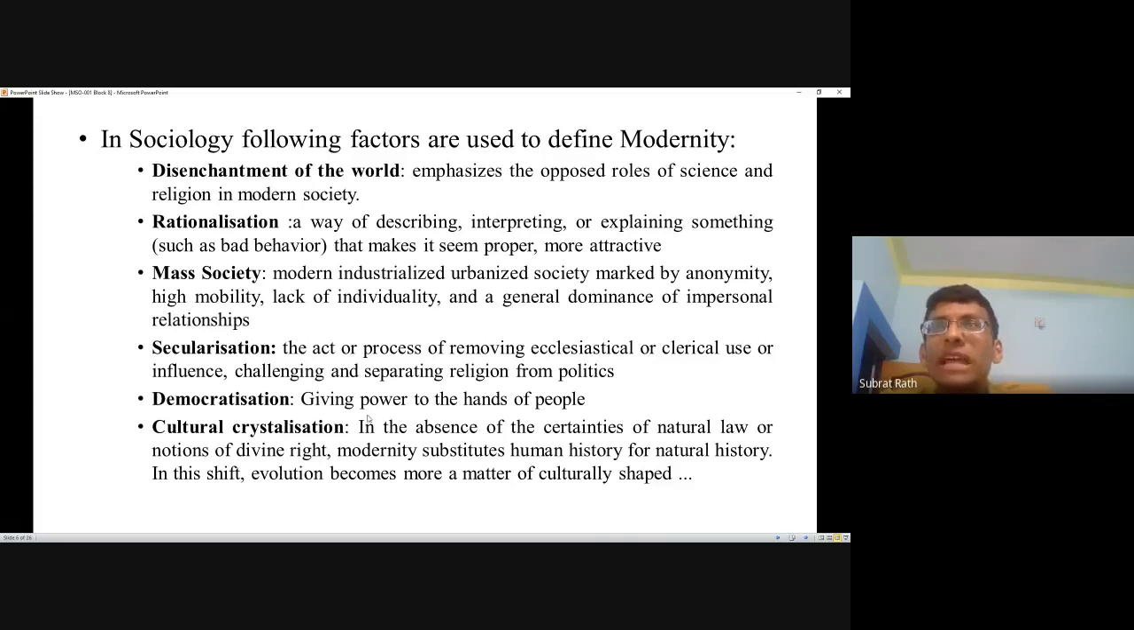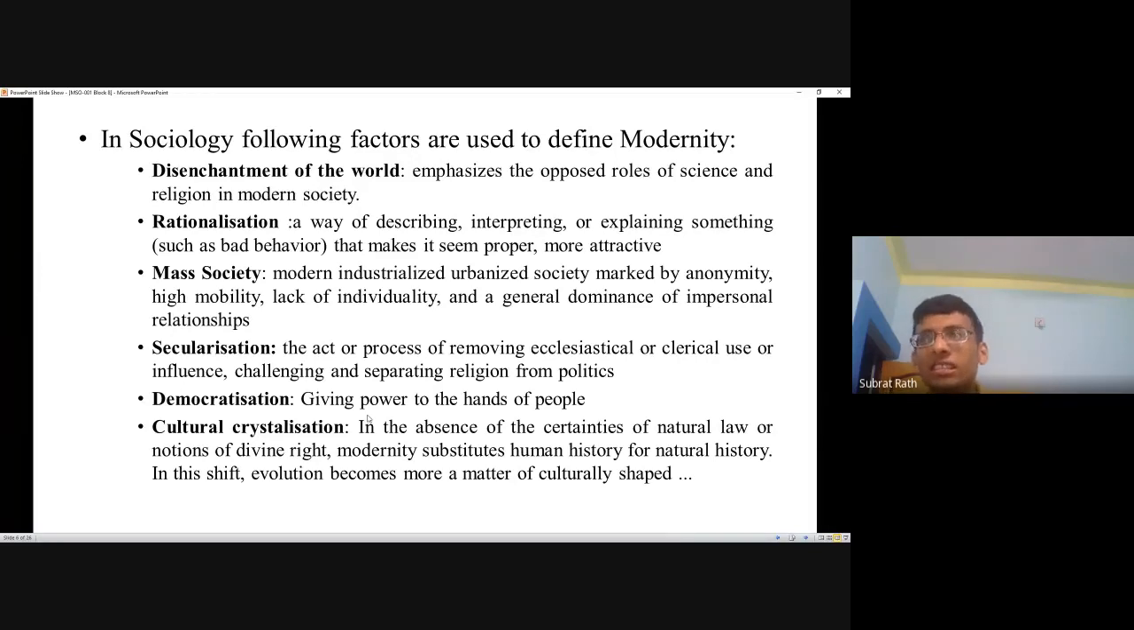Then comes mass society. What is mass society? A modern industrialized urbanized society marked by anonymity, high mobility, lack of individuality, and a general dominance of impersonal relationships. That means people are very much dependent upon others. They are no more self-sufficient. They are bound, they are forced, they are governed by certain rules and regulations that are acceptable to all, and it is marked by a high sense of mobility. There is competition. There is a sense of individualism.